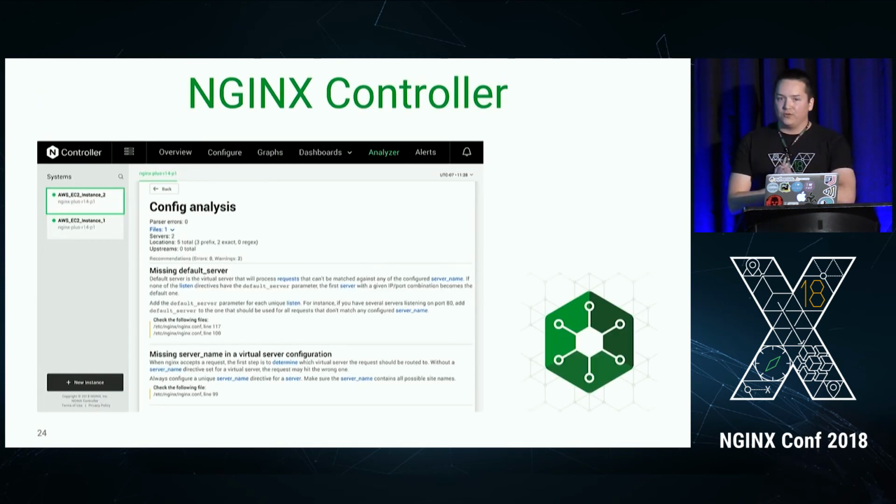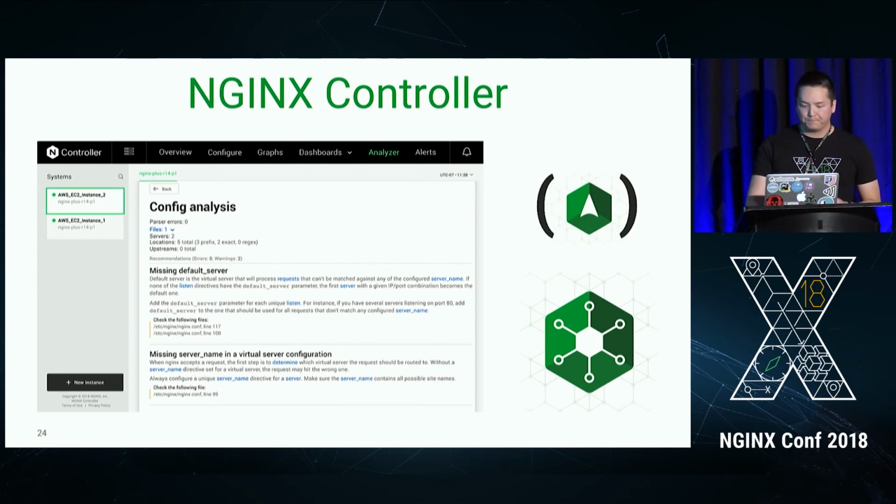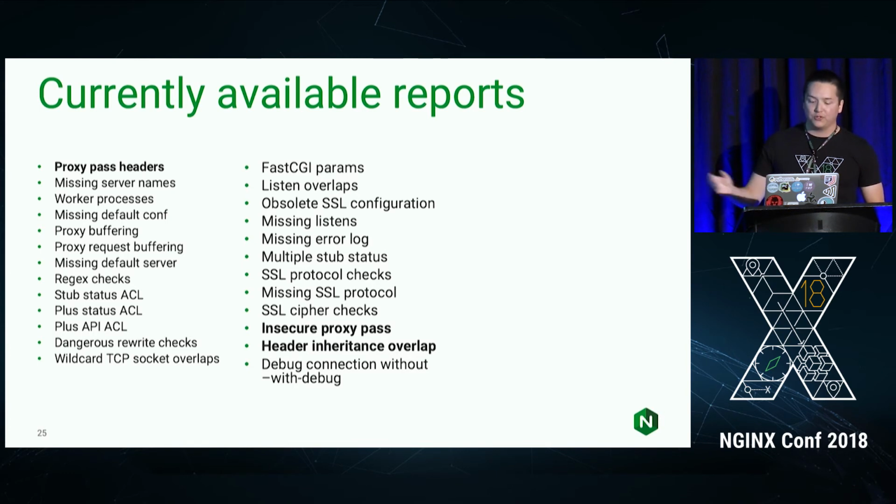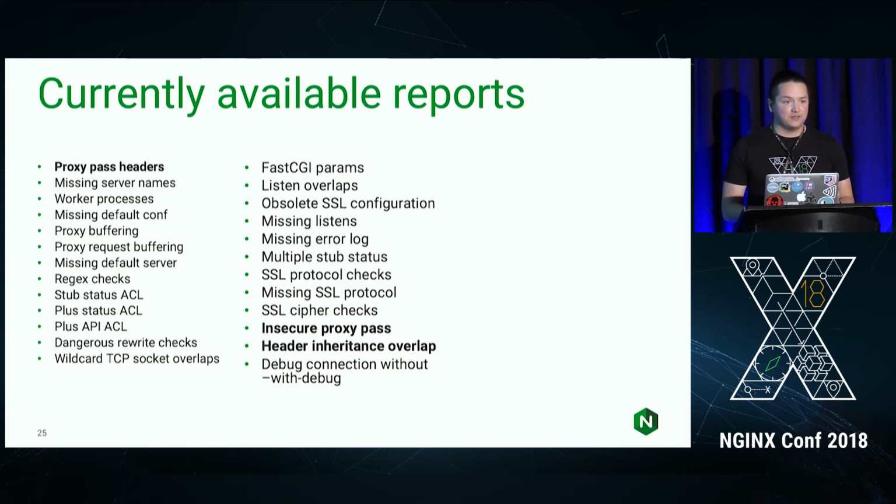So at this point, we've gone over why you would want to analyze configs, and some examples. We've shown you crossplane, which will take an NGINX config and convert it to JSON for you, and you can write your own analysis. But we also have a lot of analysis in NGINX Controller, and by extension, Amplify. So here's a list of, at the time of this talk, all the static analysis reports we have in Controller. The ones we've talked about in these examples so far are highlighted in bold. Proxy pass headers is the best practices. Insecure proxy pass is the bad practices. And header inheritance overlap is inheritance for add_header.